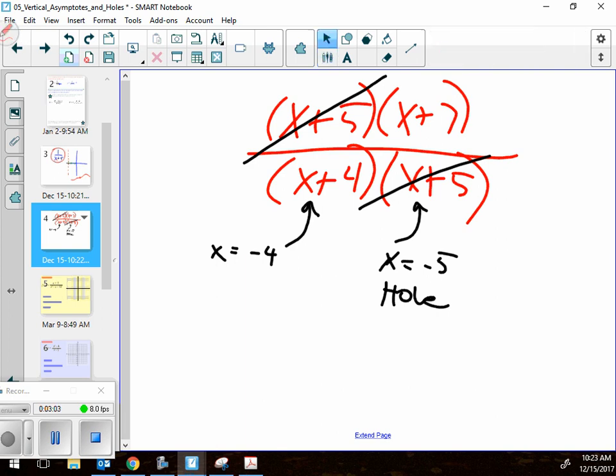How about this? Why doesn't this make a hole? Because there's nothing to cancel it on the top. So it still causes a problem though, right? So if it's causing a problem and it's not a hole, then it must be an asymptote. So that kind is an asymptote. By the way, it's a vertical asymptote.